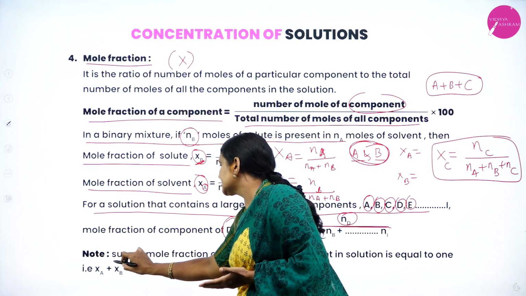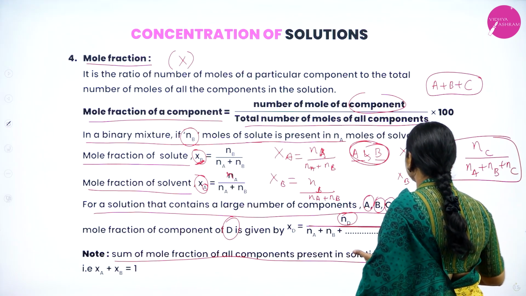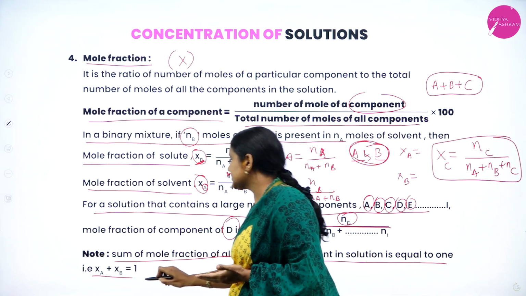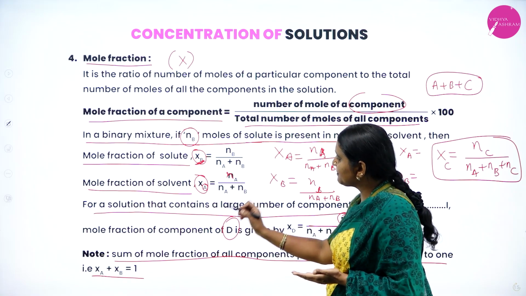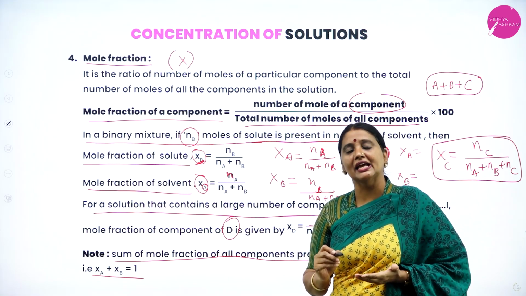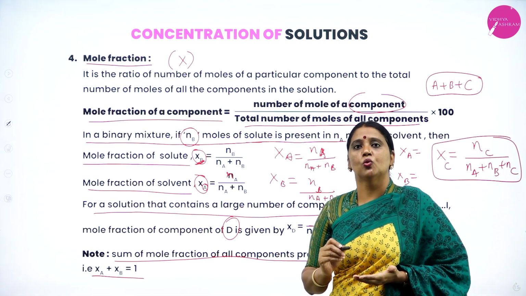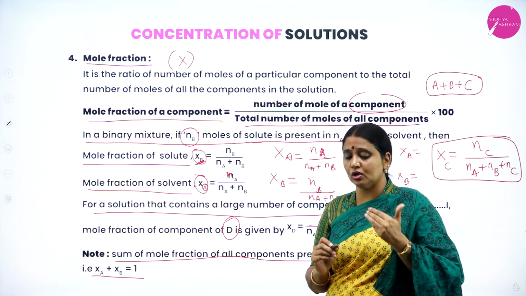The sum of mole fractions of all the components present in the solution is always equal to 1. That is, Xa plus Xb is equal to 1.